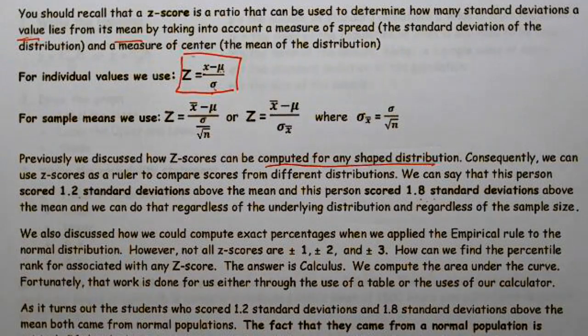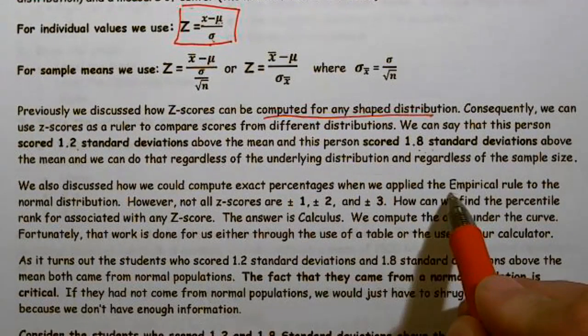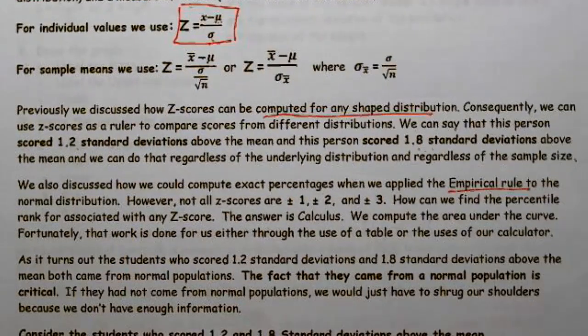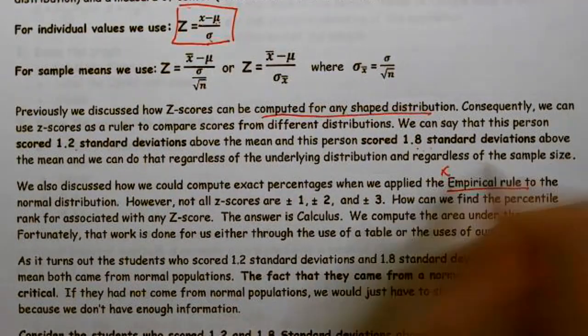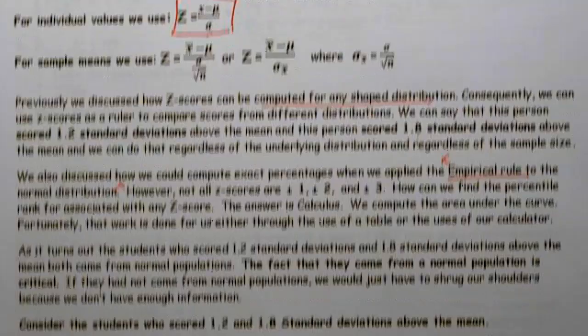However, we can't use the empirical rule unless they tell us that we're working with a normal. The empirical rule only applies to the normal distribution. So not all plus or minus 1 standard deviations are 68%. Only the normal. The plus or minus 2 standard deviations being 95 only applies to the normal. So the percentages that we work with only apply to the normal. So unless they tell us it's normal, there's not a whole lot we can do about it.